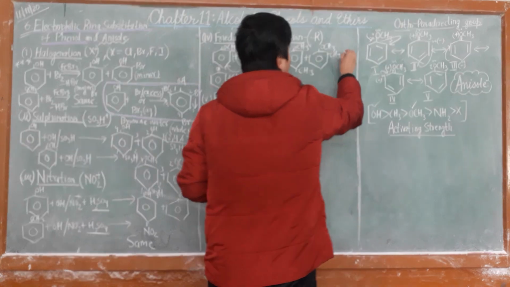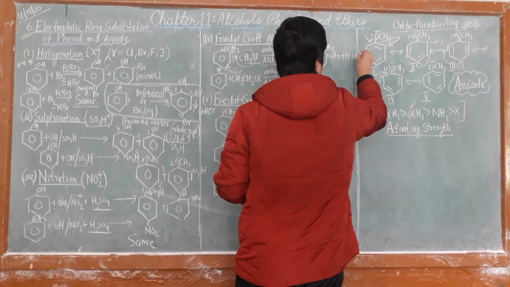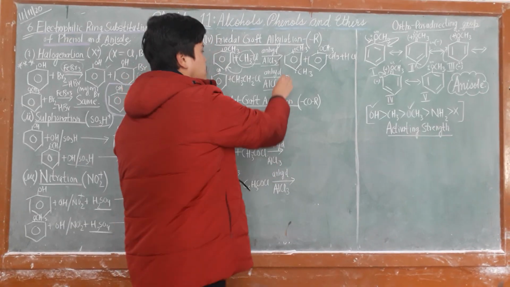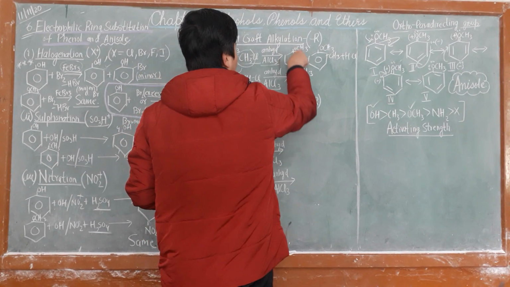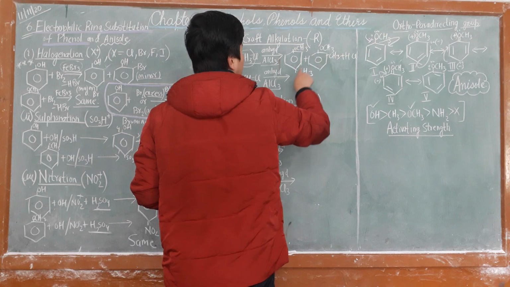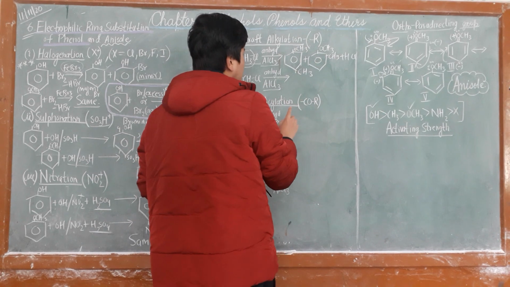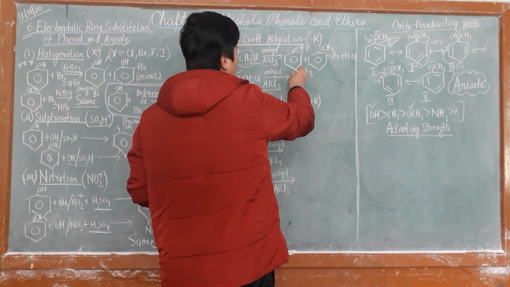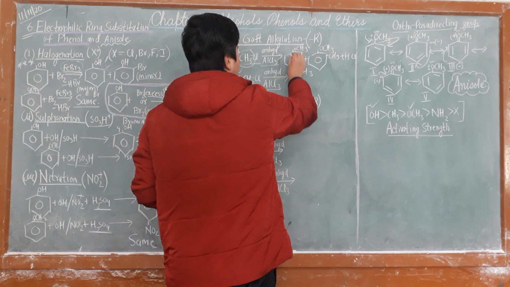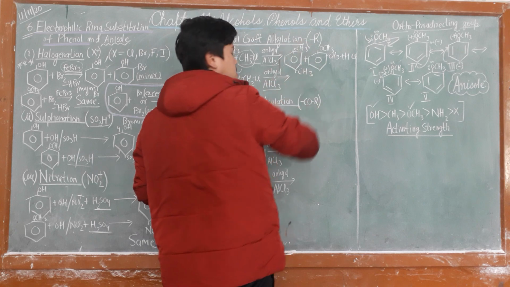Ortho plus HCl is the side product. This is major, this is minor. That means 4-methyl anisole and 2-methyl anisole. You can call it 4-methyl anisole or you can call it 4-methoxytoluene as well.